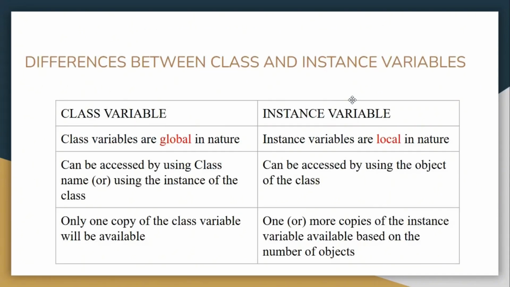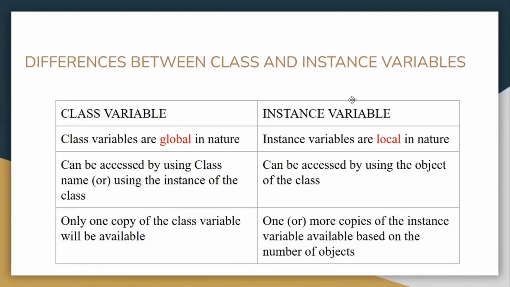Now we will discuss the differences between class and instance variables. Class variables are acting like global variables. The instance variables are acting like local variables. Class variables can be accessed by using the class name or by using the instance of the class. Instance variables can be accessed by using the objects of the class. Only one copy of the class variable will be available. One or more copies of the instance variable are available based on the number of objects.